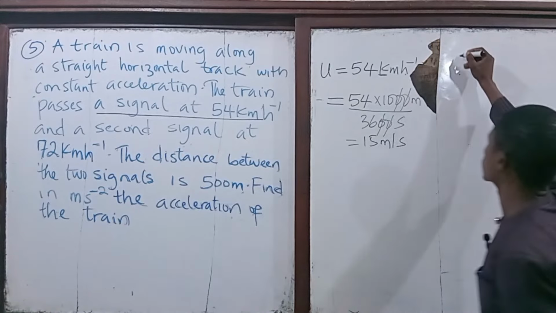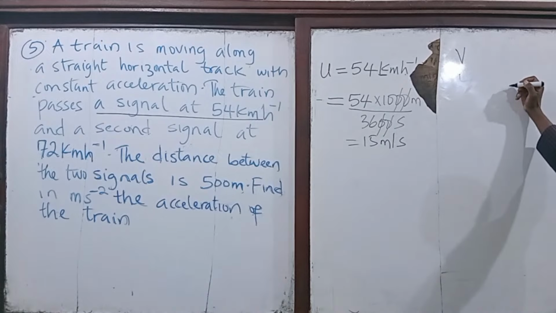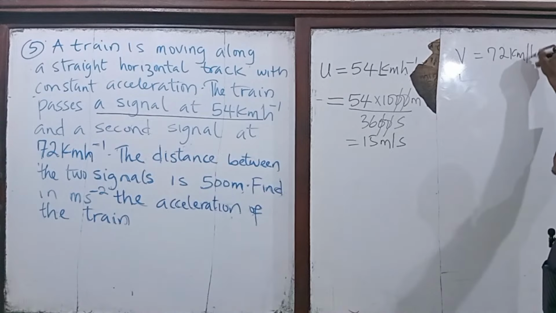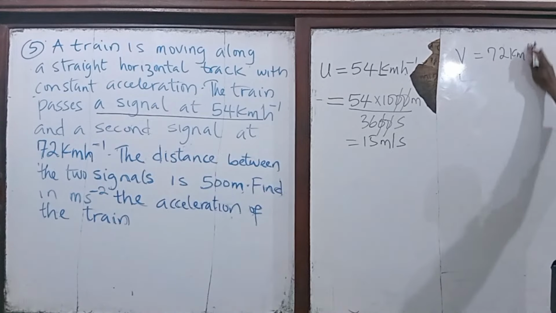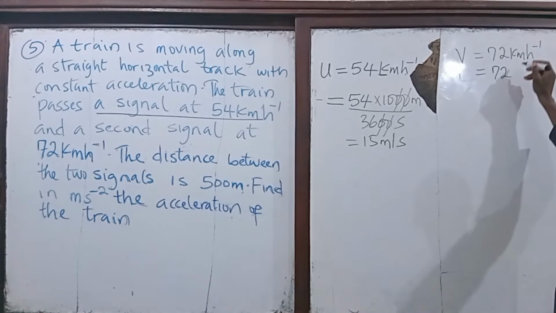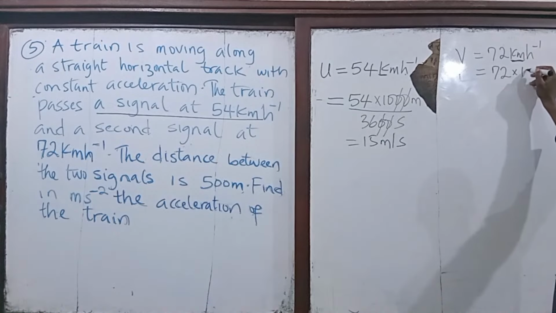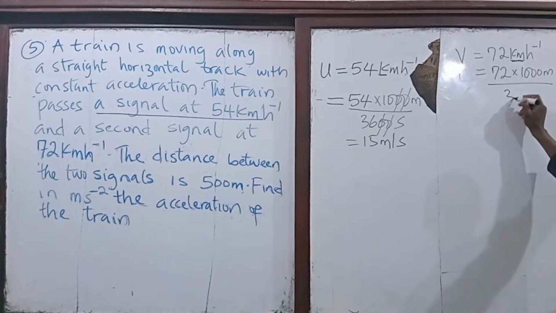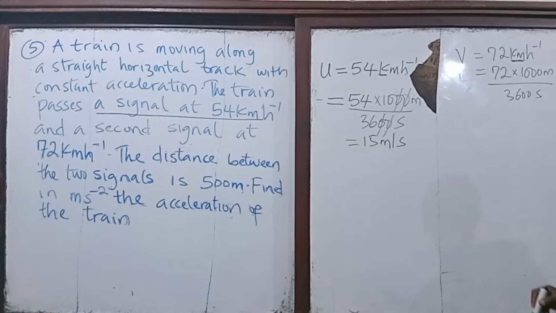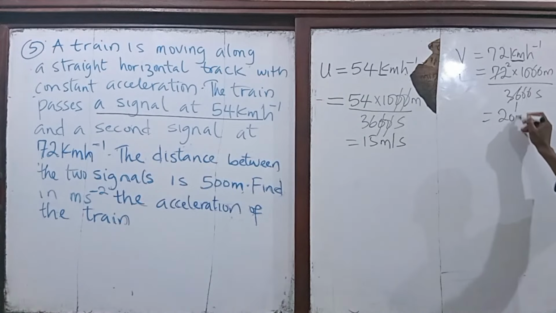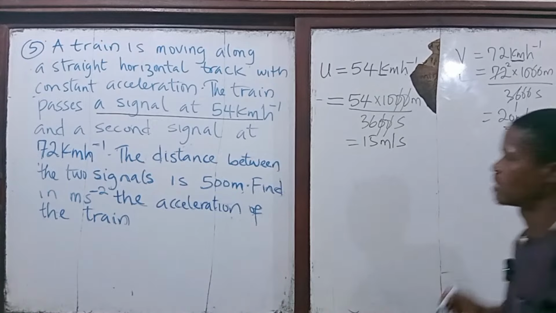Let's get the V, the final one, the second signal. V is 72 kilometers per hour. Convert this to meter per second. 1 kilometer is 1,000 meters, over 1 hour which is 3,600 seconds. If you do this one also, 0 we cancel, 36 here 1, 36 here 2, so giving us 20 meter per second.